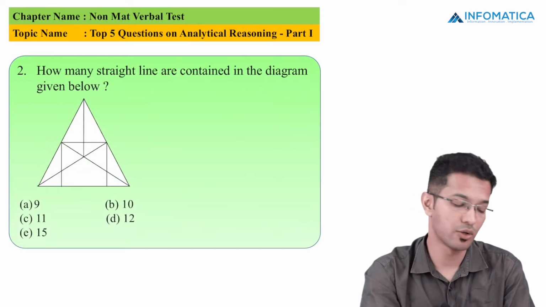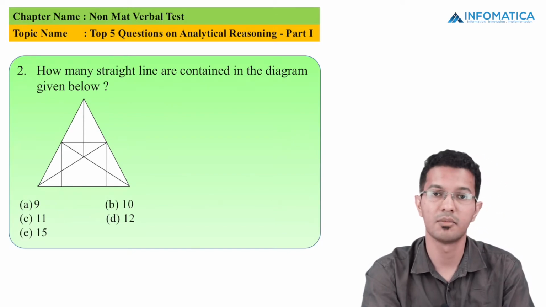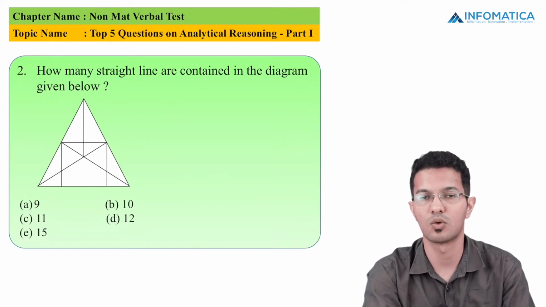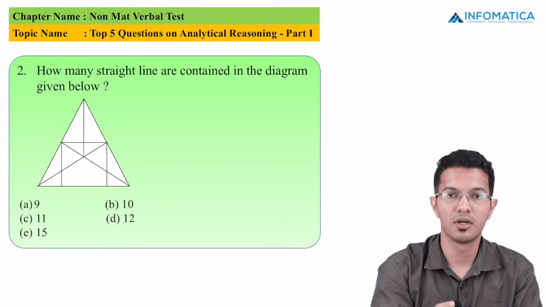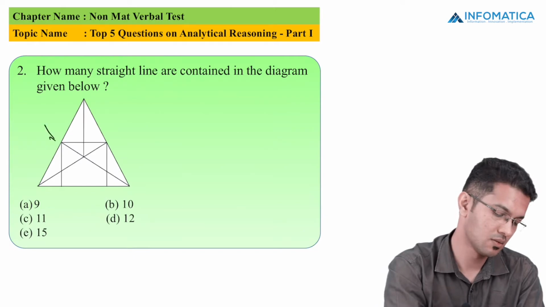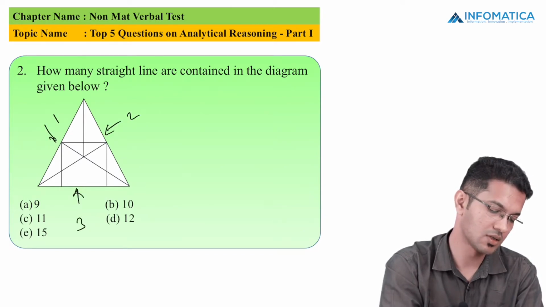Let's see the next MCQ. It says how many straight lines are contained in the diagram given below. So we need to check the total number of lines which are given in the diagram. First, we go for the outer lines. This is number 1, then I'm having 2, and there's a third one.